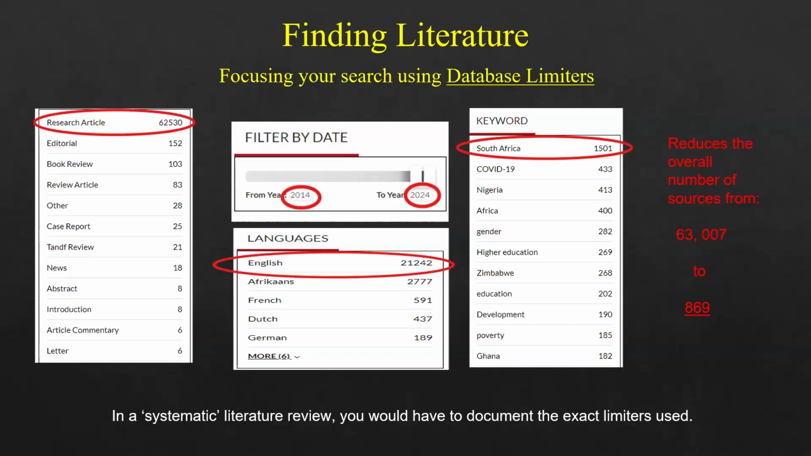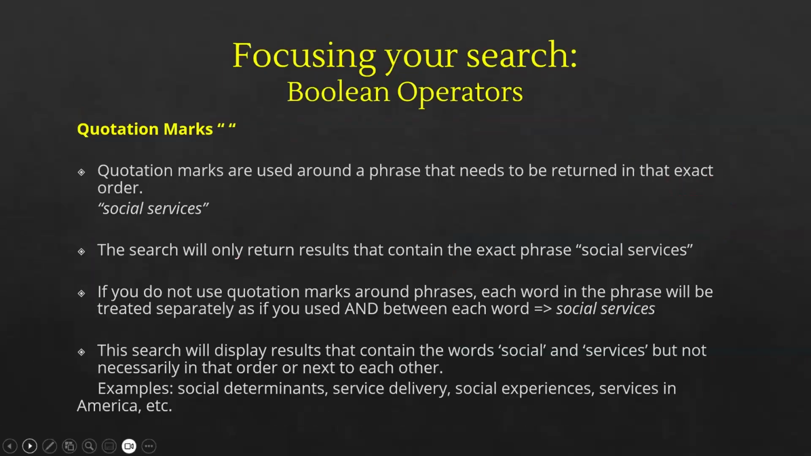And then just got a point there at the bottom that in a systematic literature review, which is a particular type of literature review, you would have to document the exact limiters used. So you'd have to document very specifically, these are the limiters I used, these are the types of sources I use, these are the numbers that were pulled up through this database. You would have to be very explicit with that kind of information if you are doing a systematic literature review. So I'm just going to stop there and ask Prof. Kabanda or Prof. Reddy if there's any questions before I move on to the Boolean operators.